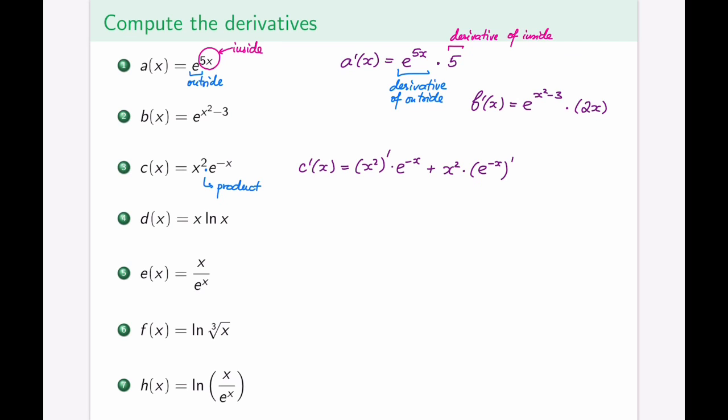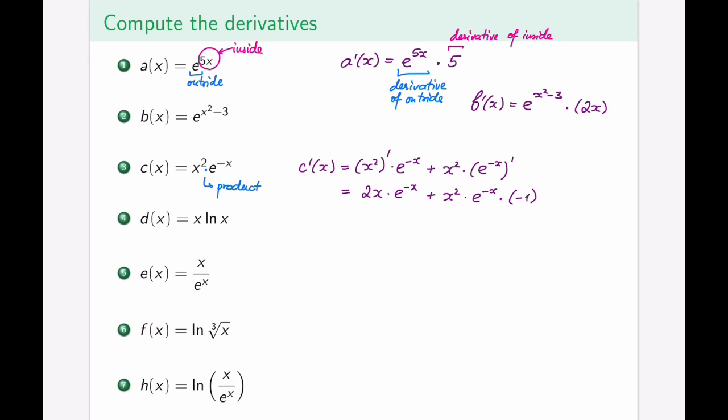Once we have written it out like that, we can go ahead and actually take those derivatives. So the derivative of x squared is 2x, and the derivative of e to the negative x, we've got to be a little bit more careful, because now this is actually of the same form as the first two examples here. It is e to some power, but that some power is not just x, it's negative x. So I have to apply the chain rule here. Therefore, the derivative of e to the minus x is itself times the derivative of the inside. The inside is minus x, so its derivative is simply minus 1.